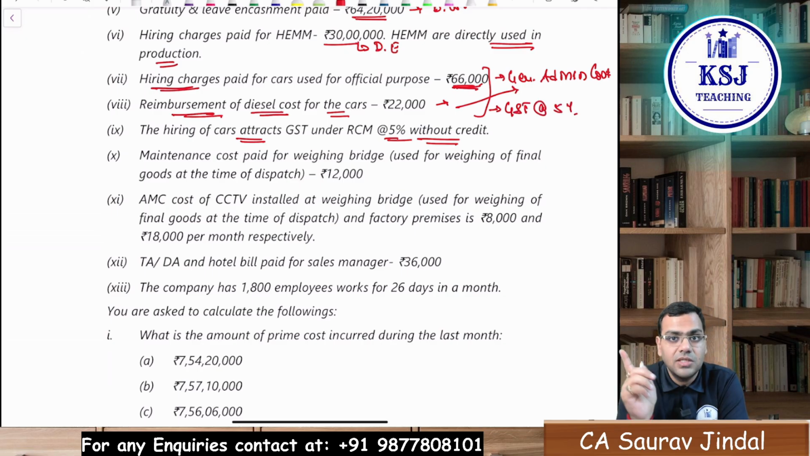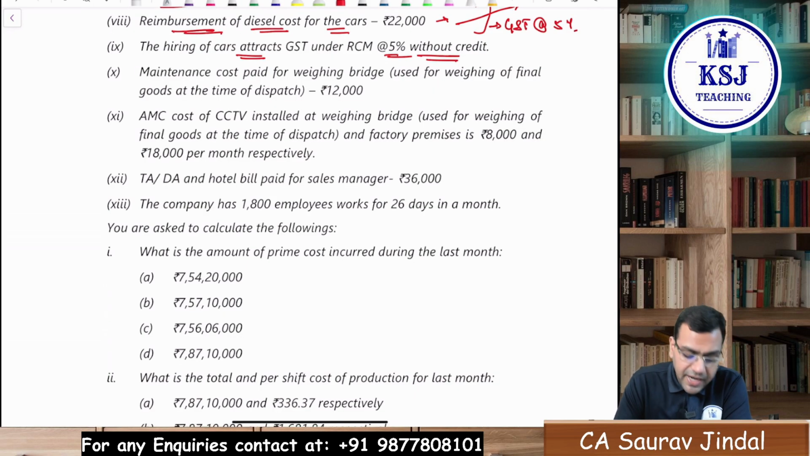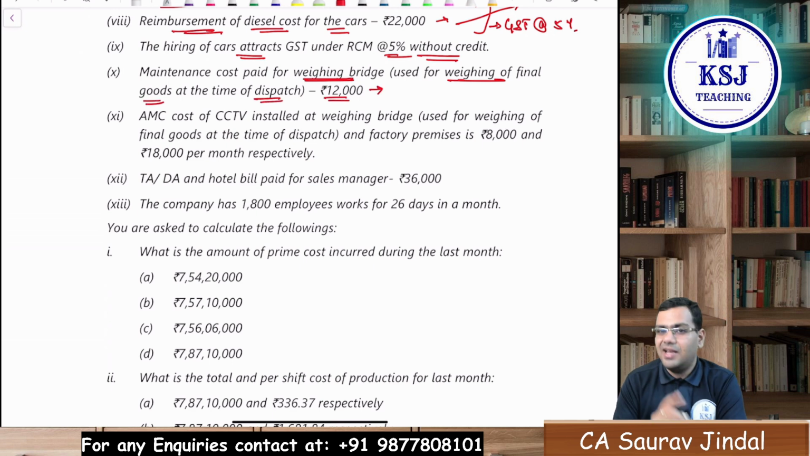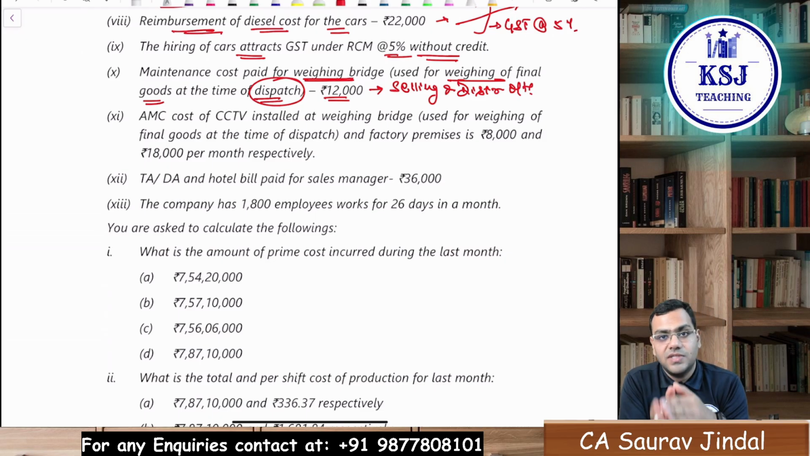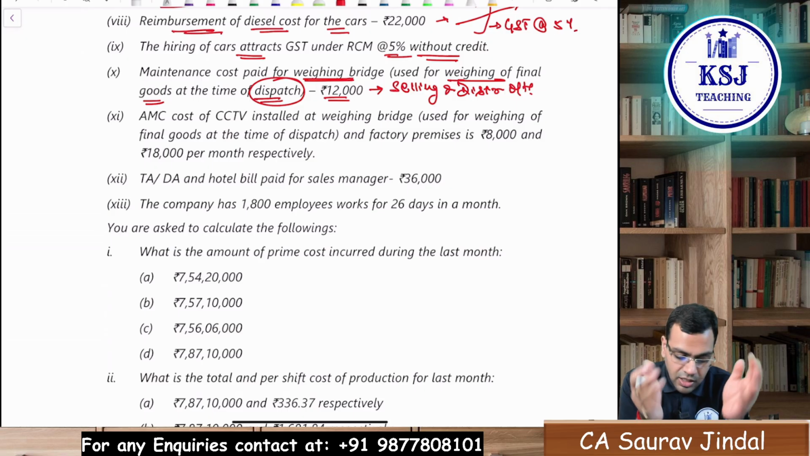This is not the administration cost related to production. This is your general administration cost. After this, maintenance cost paid for the weighing bridge used for weighing of the final goods at the time of dispatch, 12,000. Now this is related to what? This is your selling and distribution overheads. What is written, sir? It is written at the time of dispatch. That means at the time of sale. So any overheads which are related to the sales will be your selling and distribution overheads.